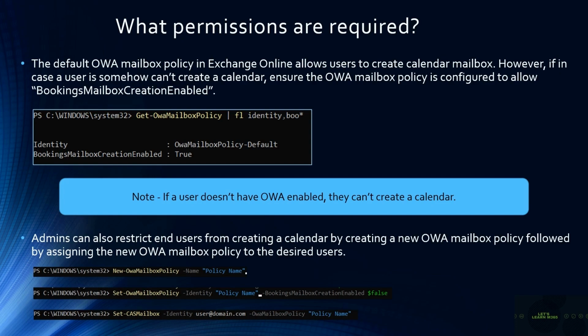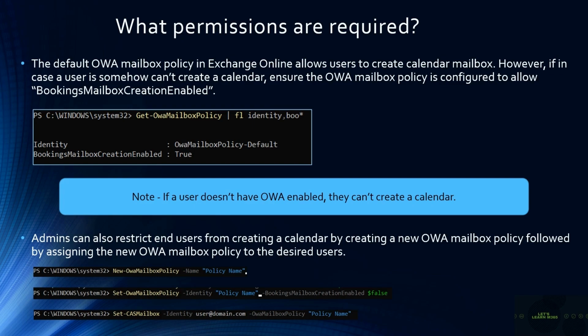Further, if there is a requirement wherein admins have to block the user's ability to create booking calendars, they have to create a new OWA policy by running this command, which is New-OwaMailboxPolicy -Name followed by the desired name of the policy. Once the policy is created, you can then run the second command, which will disable the booking calendar creation. As you can see, the switch is BookingsMailboxCreationEnabled, which you need to turn to false.